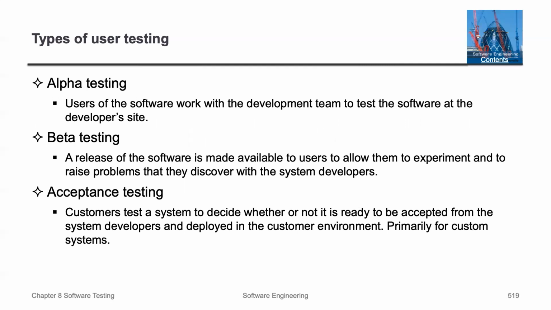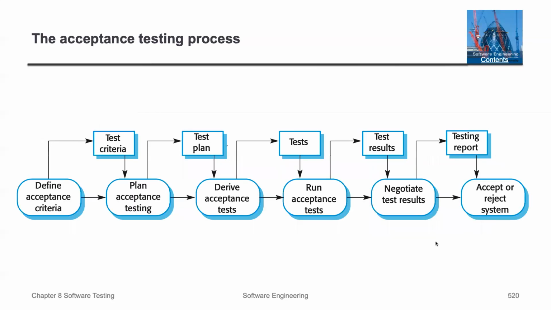In terms of types of user testing, there's alpha testing, there's beta testing, and there's acceptance testing. So alpha testing is sort of the first time you work on this, and the users of the system work with the developer team to test the software at the developer site. Beta testing is when a release of the software is made available to the users to allow them to experience the system and raise problems that they discover and tell them to the system developers. And finally, acceptance testing is when customers test the system to decide whether or not it's ready to be accepted from the system developers and deployed to the customer environment. Primarily, this is for customer systems.